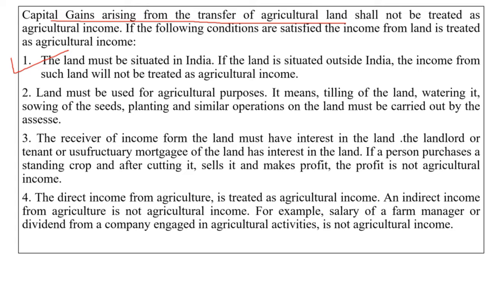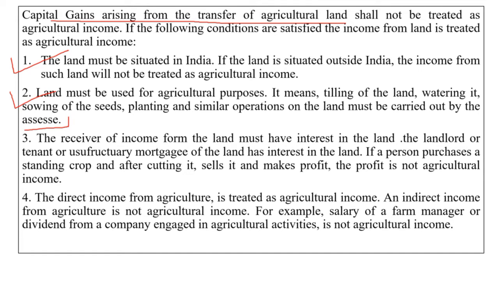But suppose I am an Indian and I have a land in a different country and I am doing something there in that country, that time it is not treated as an agriculture income. The second condition is the land must be used for agriculture purpose. It means tilling of the land, watering it, sowing of the seeds, planting and similar operations on the land must be carried out by the assessee.